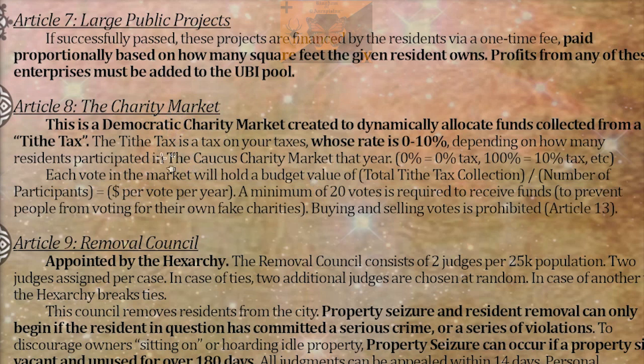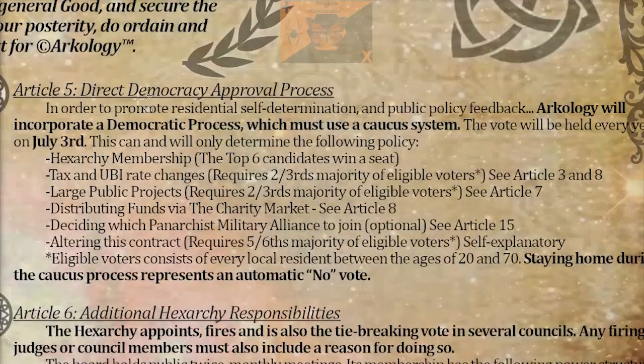So this is during the voting process. There is a caucus vote right here, the caucus charity. Maybe I'll bold the caucus part. And it works exactly as the direct democracy approval process does. It's right under the large public projects. So this will be a very busy day, as you can tell. Maybe it'll spill over into July 4th. Or I don't know, it could be a whole day. Might make a whole day out of it.